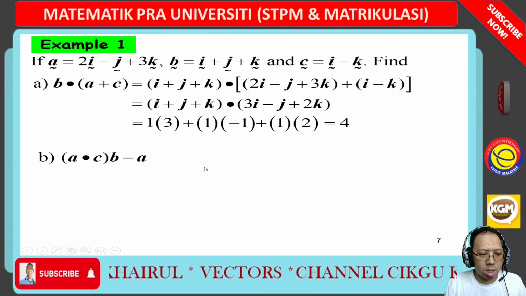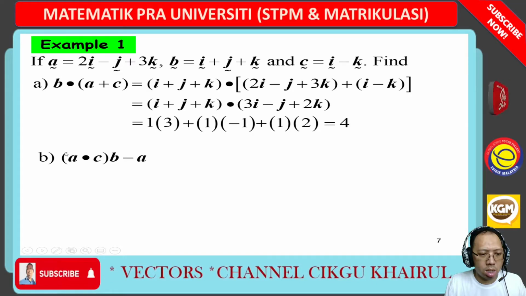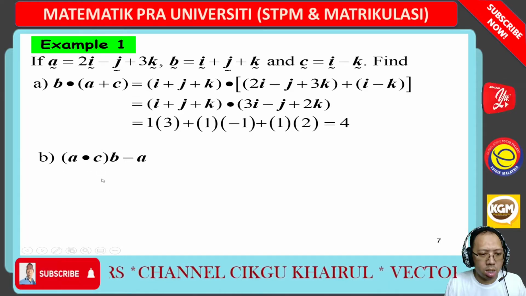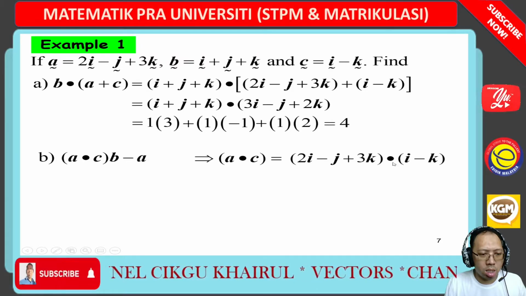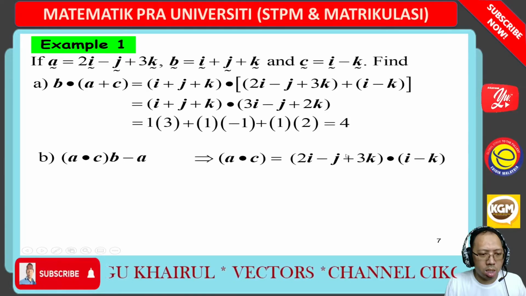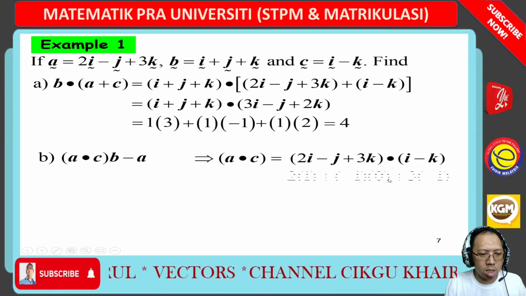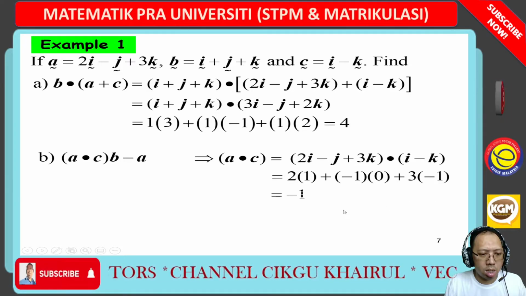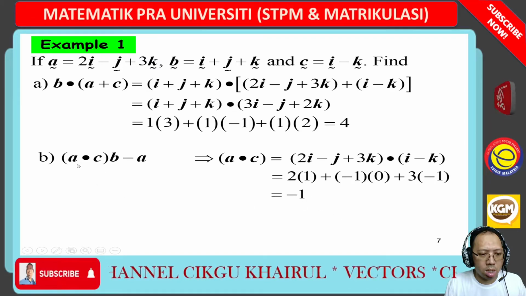Next, (a dot c) times (b minus a). We need to find the value of a dot c, which will give a scalar. A dot c equals vector a times vector c, so 2 times 1. Here we have j, but in c we don't have j, meaning negative 1 times 0, and 3 times negative 1. So we get negative 1.